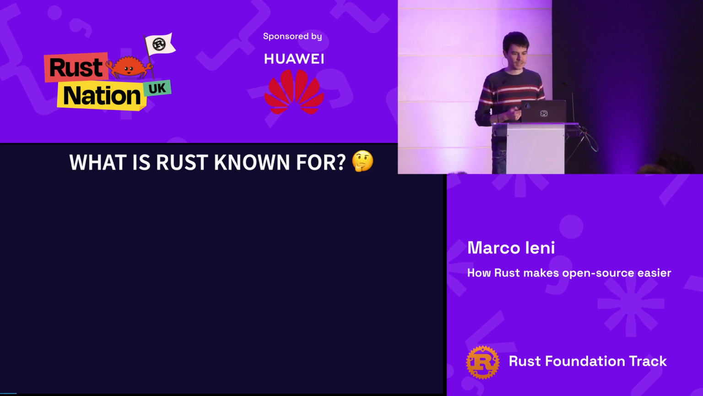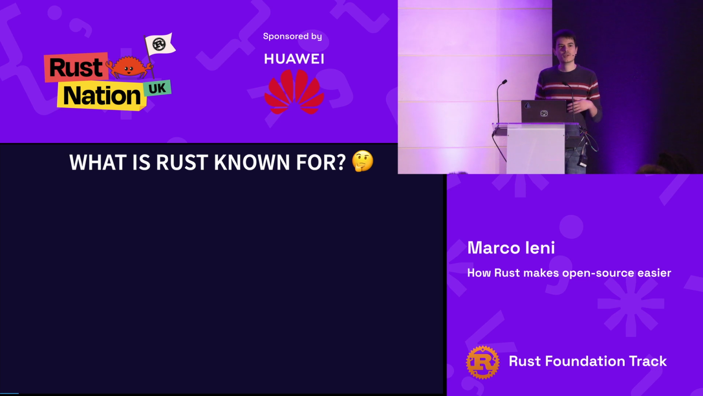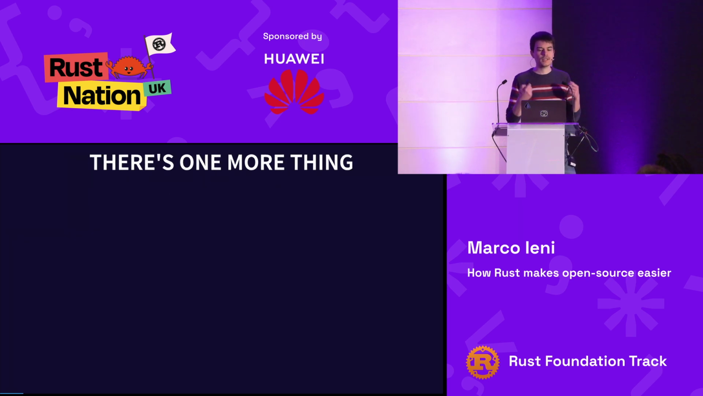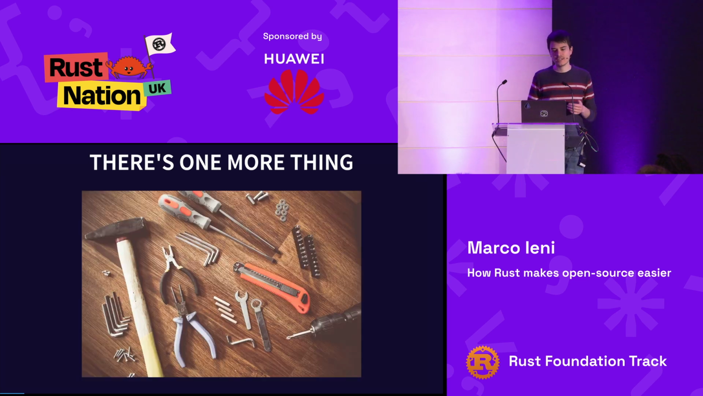It was great. And so I want to start with the question, what is Rust known for? And the first thing that comes to mind is performance, right? We all know that Rust is blazingly fast and so on. And it's also safe. It's way harder to get some types of bugs in Rust with respect to other programming languages. But to me, there's one more thing, and it is the tooling. So all the tools that help Rust developers, especially open source maintainers.